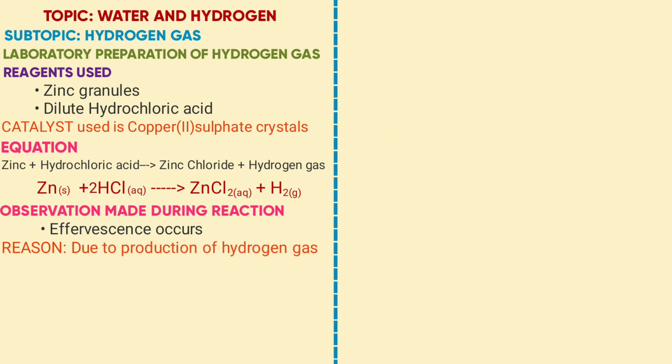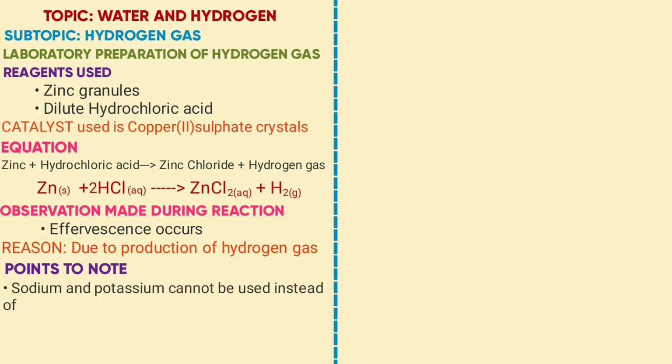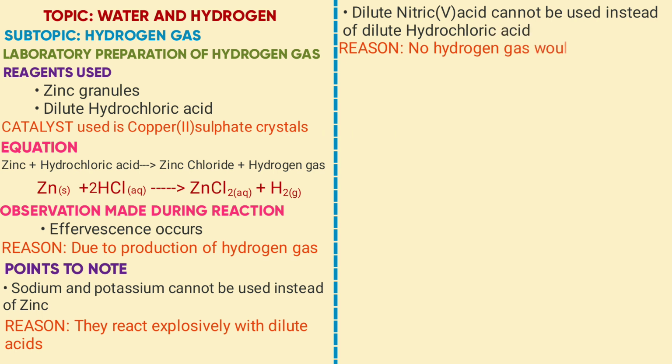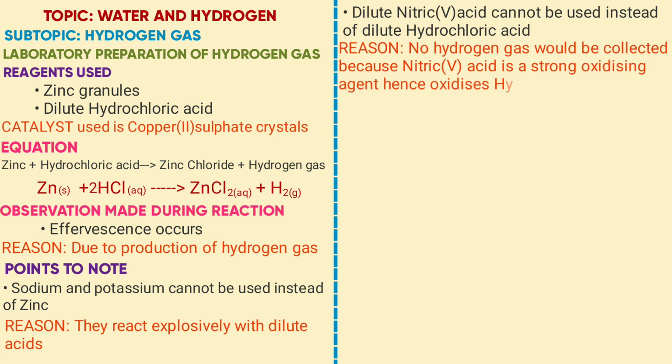Now note that sodium, potassium, calcium cannot be used instead of zinc. Reason: because they react explosively with dilute acids. Dilute nitric V acid cannot be used instead of dilute hydrochloric acid. Reason: no hydrogen gas will be formed because nitric V acid is a strong oxidizing agent, hence oxidizes hydrogen gas formed to water.